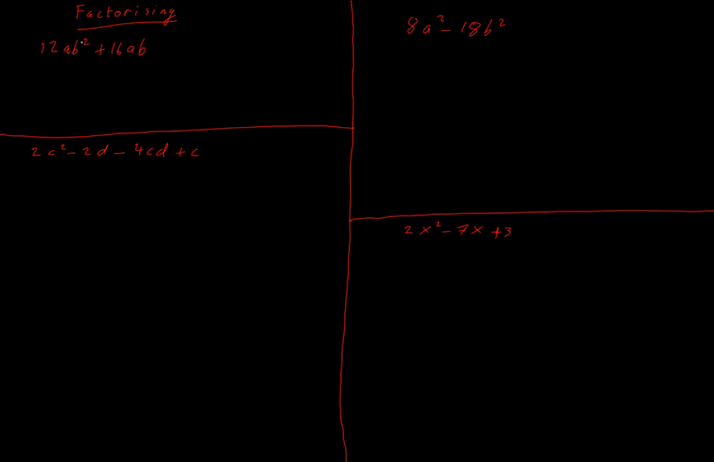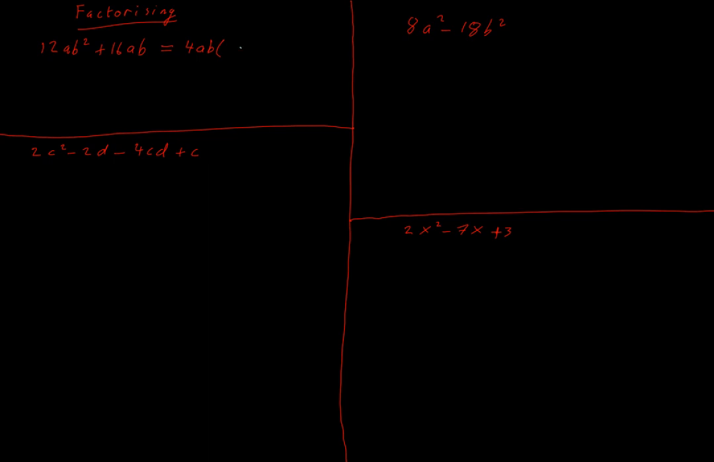So as an example, if we have 12ab squared plus 16ab, I can see that I have some things that are common to both of these terms. So I am going to look for what is common in the numbers first, then what's common in each individual letter. So what's the highest common factor between 12 and 16? It's going to be 4. The highest common factor in my letters, well, I have an a in both. I have a b squared in my first term and I have a b in my second term, so the highest common factor is b.